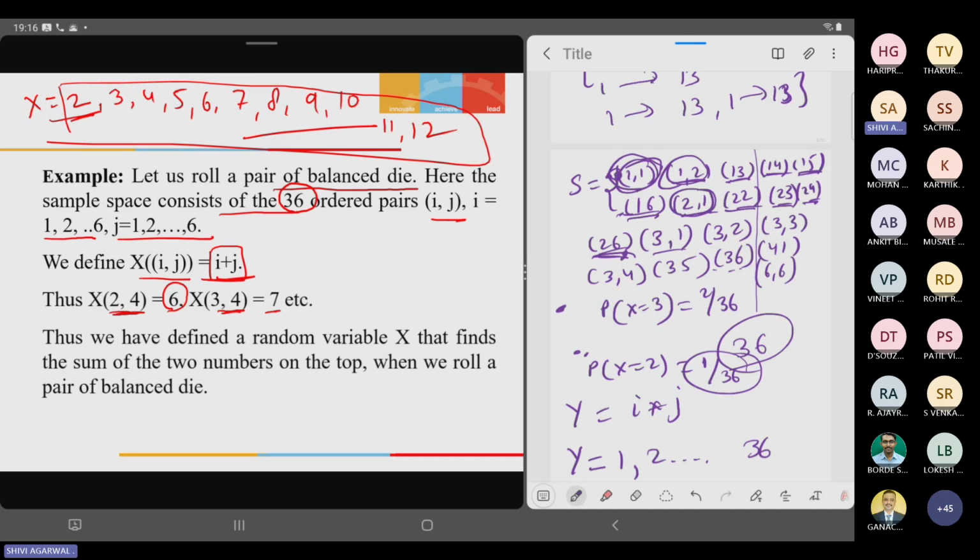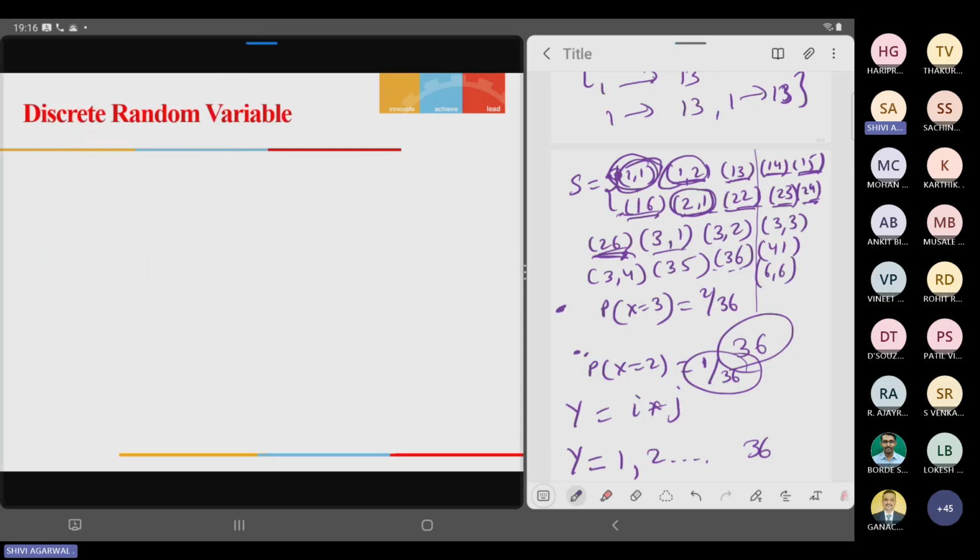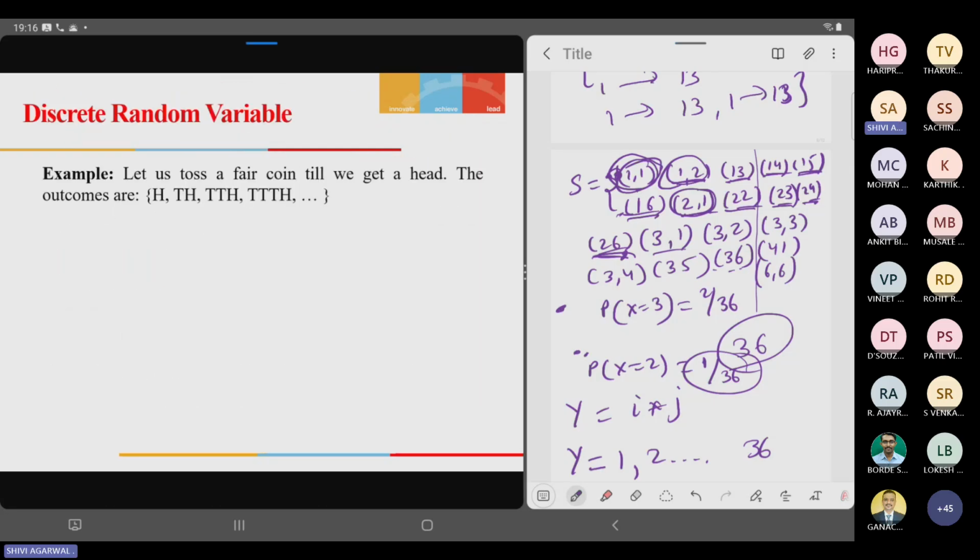So random variable, correct, Mr. Vishnu. Here we are taking the random variable differently according to the definition, what we actually require. We are talking about discrete random variables here. All the examples we are talking about have a discrete random variable.